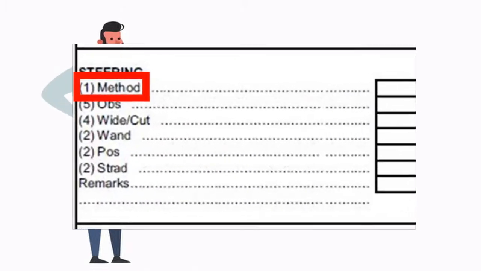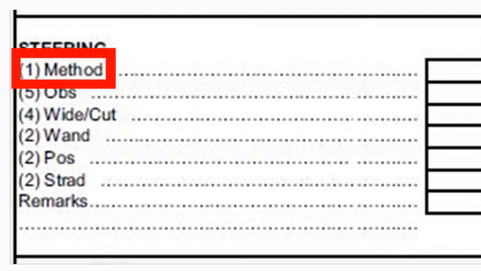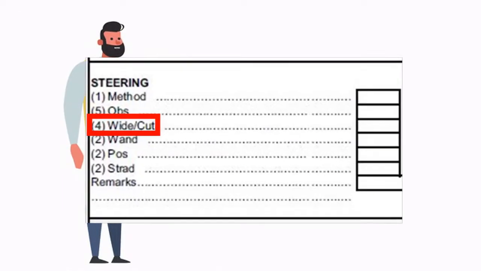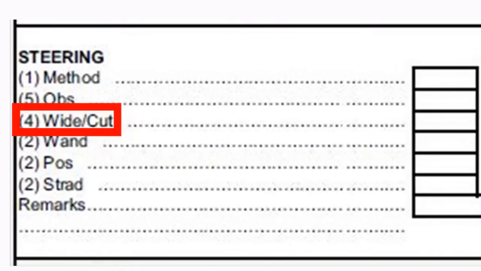Next, the steering method. When the student crosses hands while turning, the examiner will make a mark at method. Each mark counts 1 point for crossing hands. You should use the push and pull method on the road test. Next, steering too wide or cutting. When you're turning right, position your vehicle correctly. It should not cut the corner when turning right, and also you should not wait too long to turn, then you will turn wide. The examiner will make a mark at wide/cut. It will be 4 points.